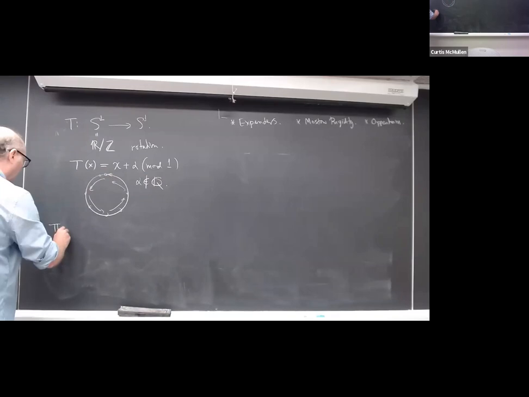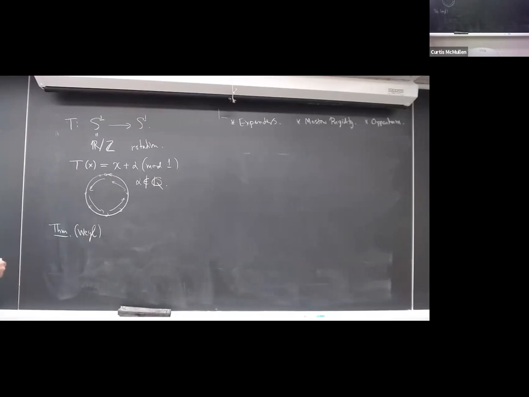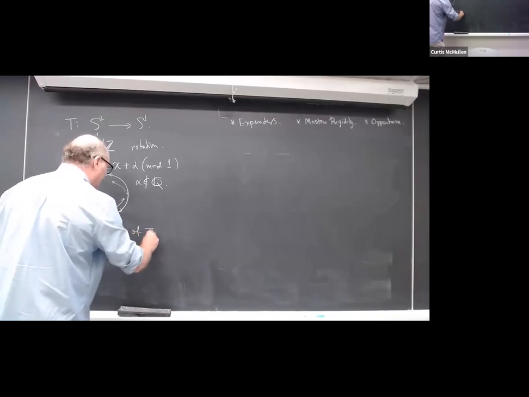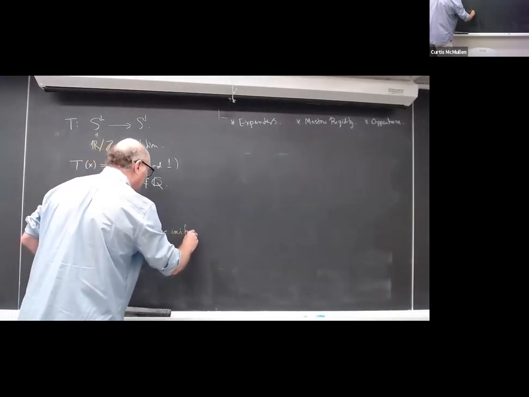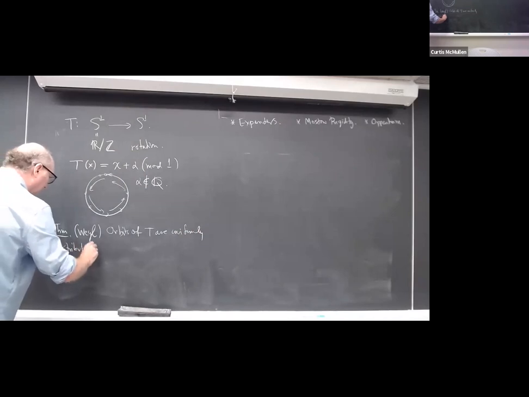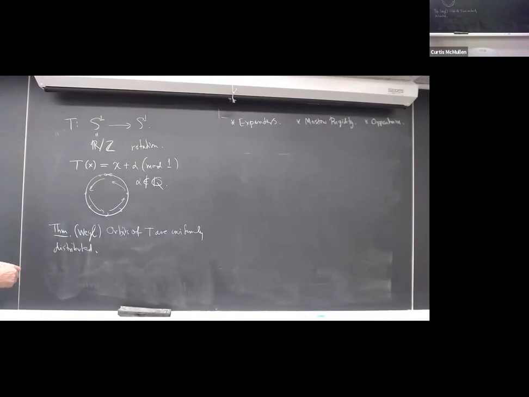But it's even better than that. The theorem here, which I think goes back to Hermann Weyl, anyway he gave a very nice proof of it, is that the orbits of T are uniformly distributed. Now, what does that mean? Well, this allows me to introduce one of the main concerns of ergodic theory and dynamics in general. Let's suppose we take a continuous function on the circle and a point on the circle, then we can start averaging the values of this function along the orbit of T.